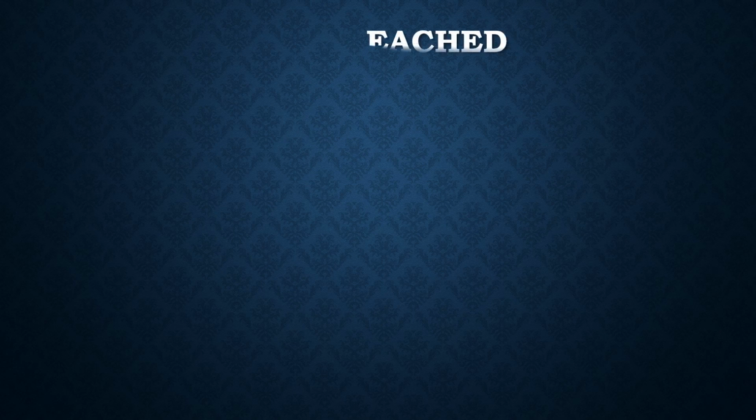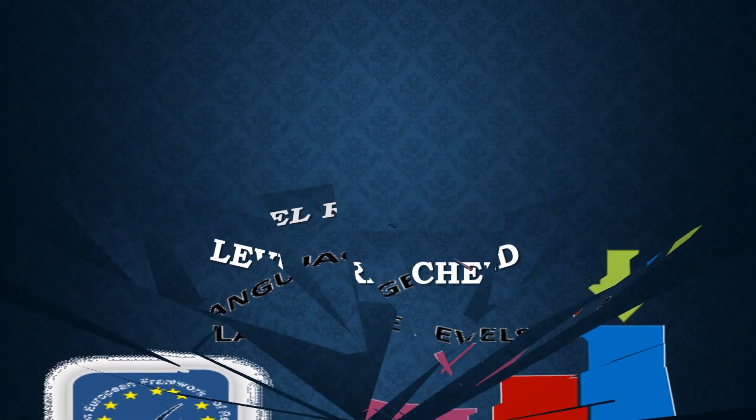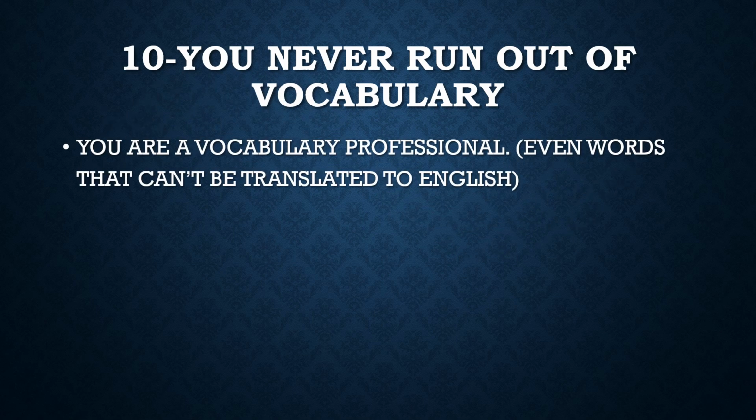Alright, so in terms of level, on the Common European Framework of Reference for Languages, you'll reach a C2 level, which is the final level in your journey. A good indication of whether or not you're C2 would be if you have unlimited vocabulary. A C2 student knows all or nearly all words in their target language, even if some of these words don't have an exact English equivalent.